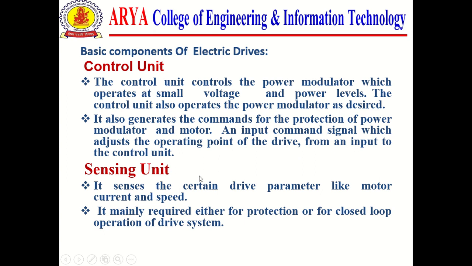And the last basic component is the sensing unit. It senses certain drive parameters like motor currents, that is, what current flows in the motors, and the speed of rotation of the motors. So parameters like motor current and speed are mainly required either for protection or for closed loop operation of the drive systems.